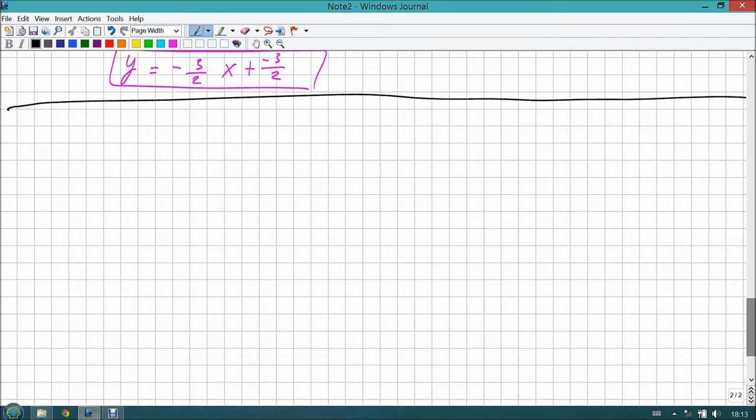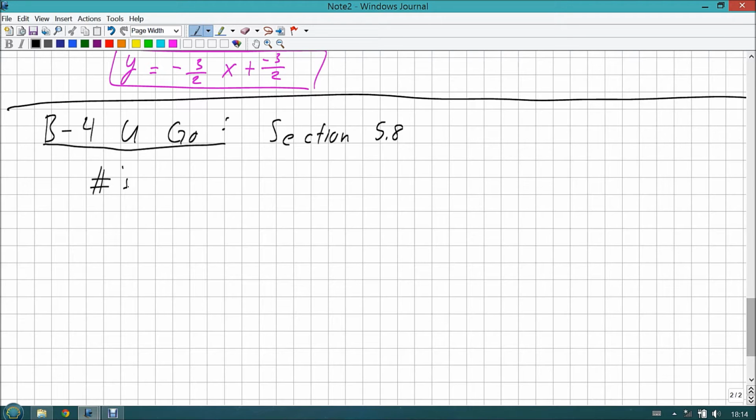All right, so that is it for today's lesson. Let's go ahead and go on to your favorite part, which is before you go. So before you go, and this is going to be, of course, section 5.8. And we're going to be looking at hashtags. Math is fun. Hashtag math is awesome. Hashtag don't you just love this.